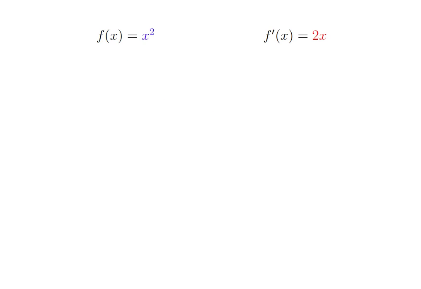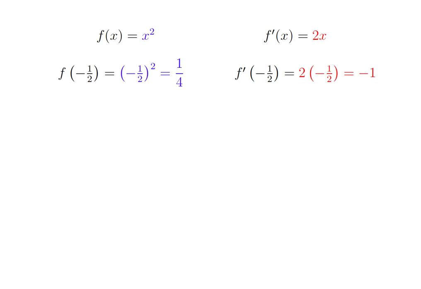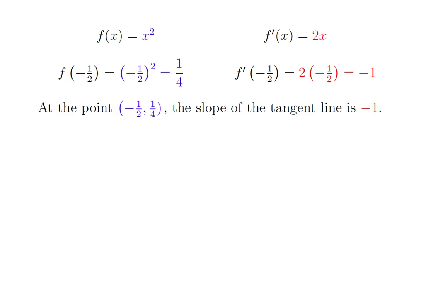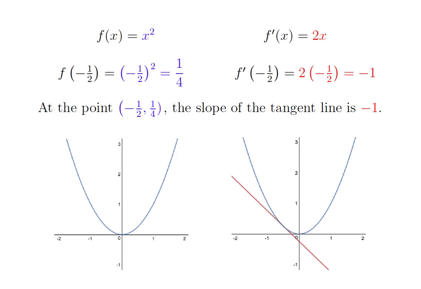Here is our function and its derivative. And we shall pick another point. We can pick any point that we want. I'm picking these points at random just to make a point. f of negative 1/2 equals 1/4. So when x equals negative 1/2, the y value is 1/4. And the derivative at x equals negative 1/2 is negative 1. The point negative 1/2, 1/4, the slope of the tangent line is negative 1.